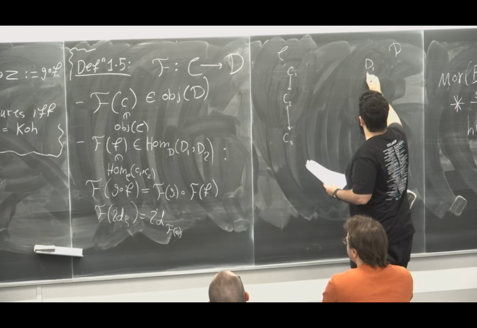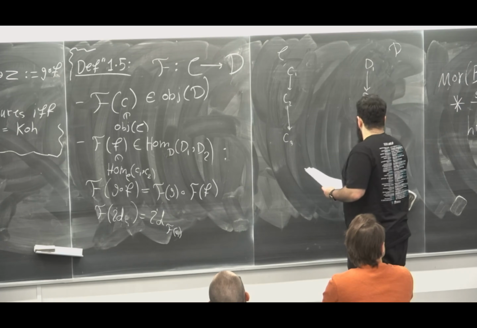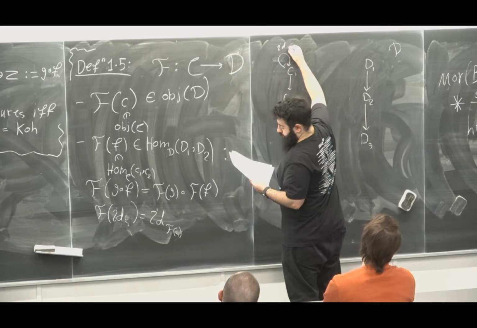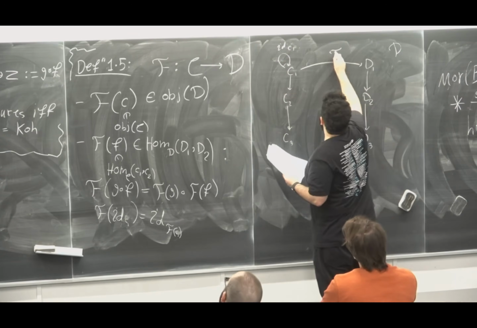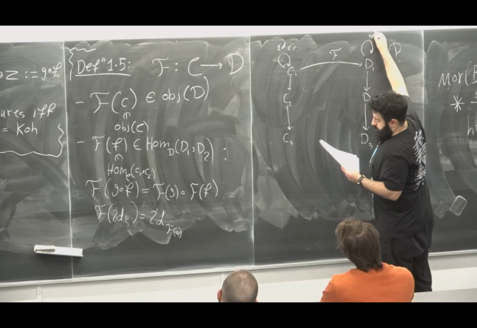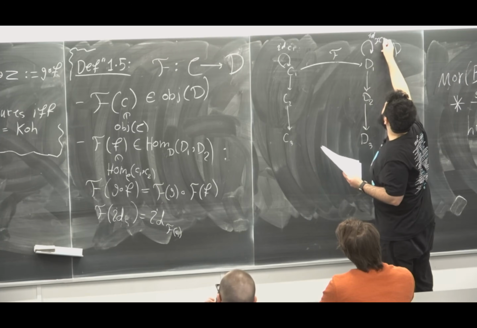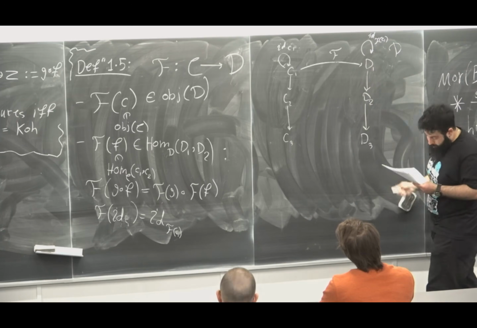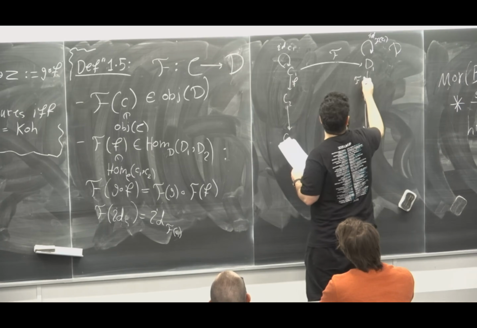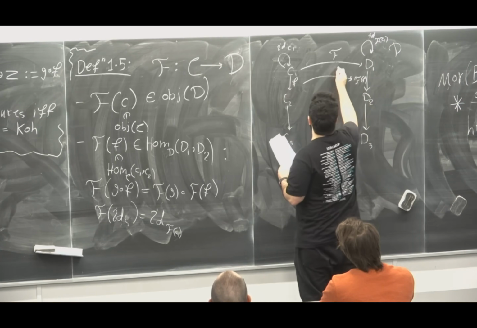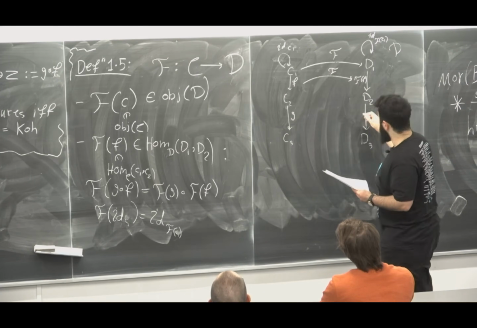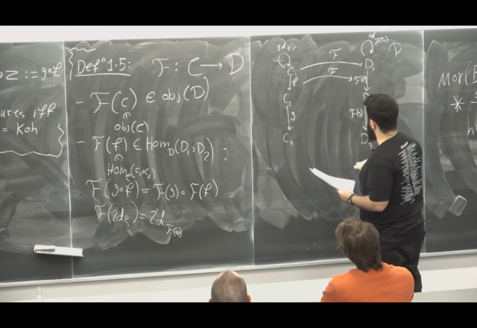D1 goes to D2, goes to D3, and identity on C1. Functor goes from objects there to objects here. T on f of C1. This is f of C1, and f gets mapped to f of f via the functor, and the composition rule is here in the diagram when we say the diagram commutes.